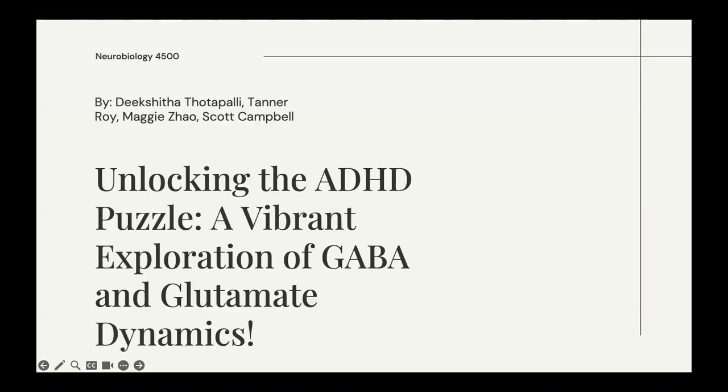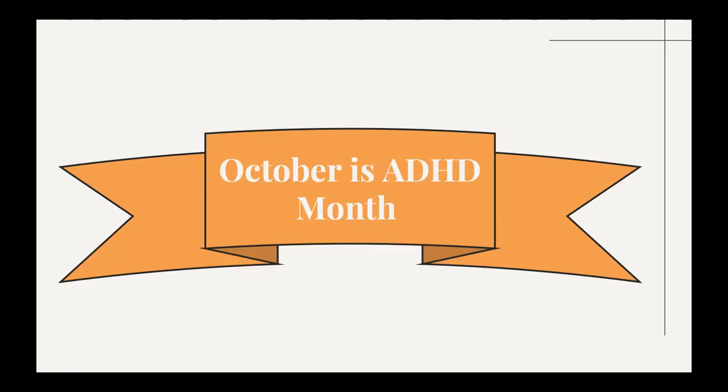Hi everyone, today we're going to be unlocking the ADHD puzzle, a vibrant exploration of GABA and glutamate dynamics. And while October marks ADHD Awareness Month, it is never too late to bring more awareness to this disorder. And today we'll be talking about ADHD as well as what roles GABA and glutamate play in it. GABA and glutamate are two important neurotransmitters located in our brain. So let's begin by learning about them and what they do.